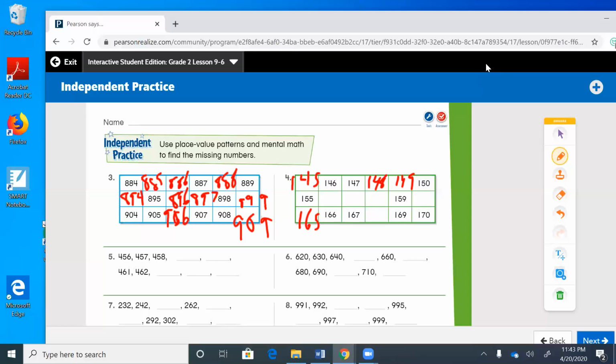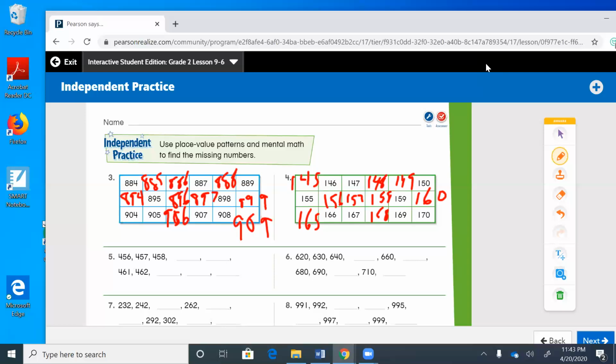146, 156, 166, 147, 157, 148, 158, 168, 150, 160, 170. All right, we're going to do one more together, and then you're going to do number 6 and number 7 on your own.